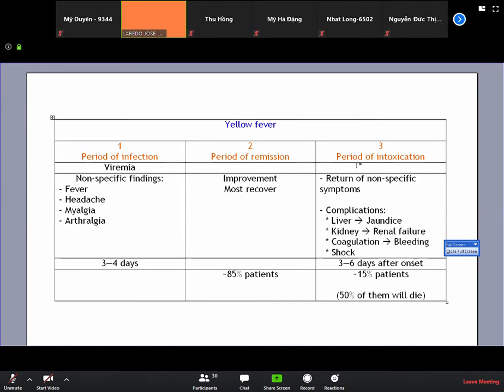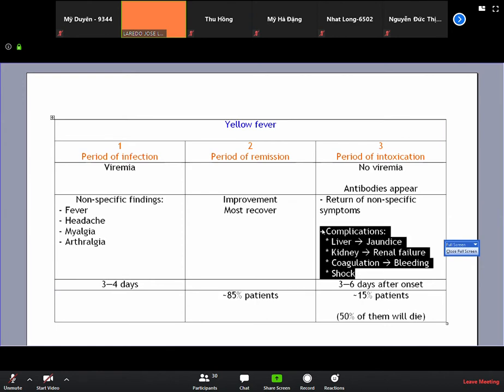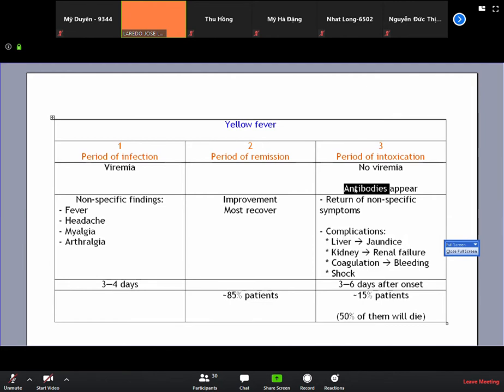During the period of intoxication, the virus is not replicating. There is no viremia. During this period, antibodies appear. So maybe all of this damage is not related with the virus. Maybe this damage is related with the immune response. During the period of remission, the virus stops replicating, so viremia decreases.